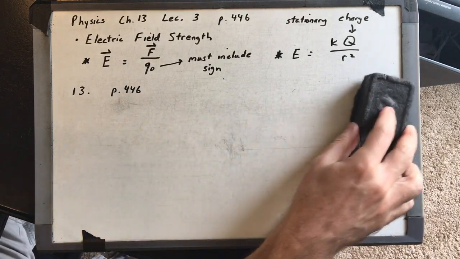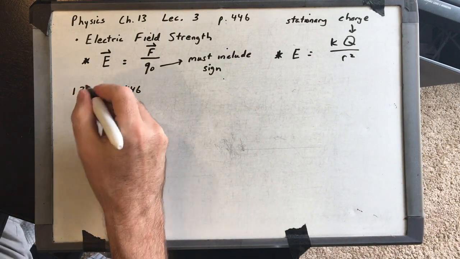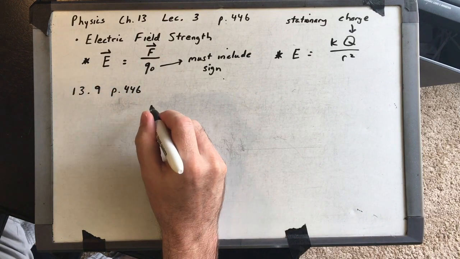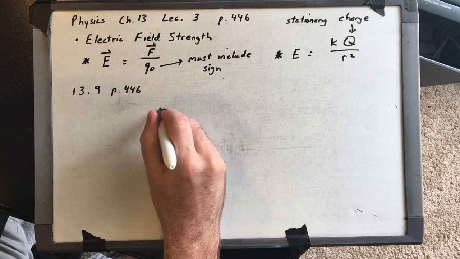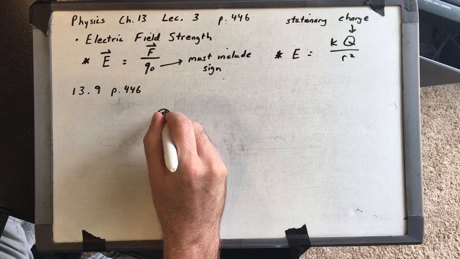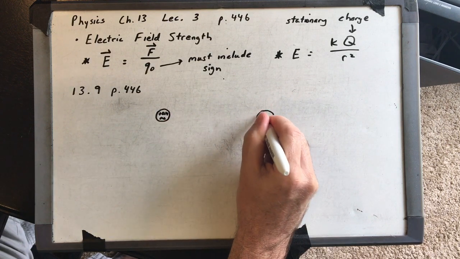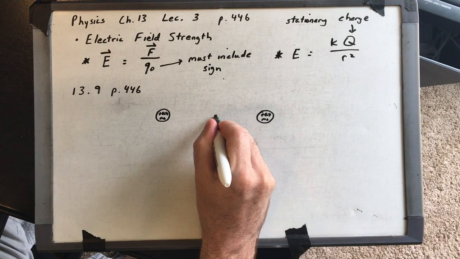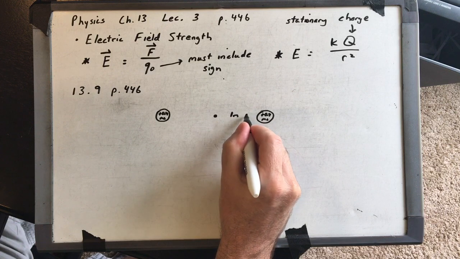All right, 13.9 really refers to the diagram in 13.8. And it asks, what is the electric field at the midpoint? So we've got plus 0.4, plus 0.4, and the midpoint would be halfway in between, so there would be 1 meter.